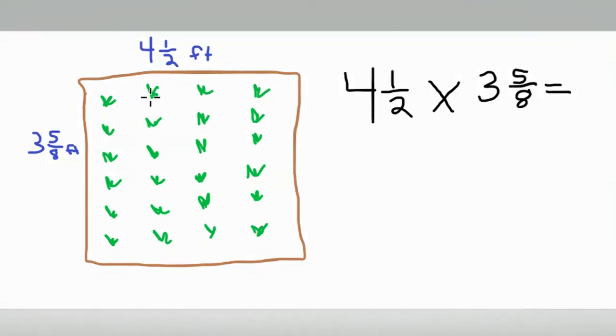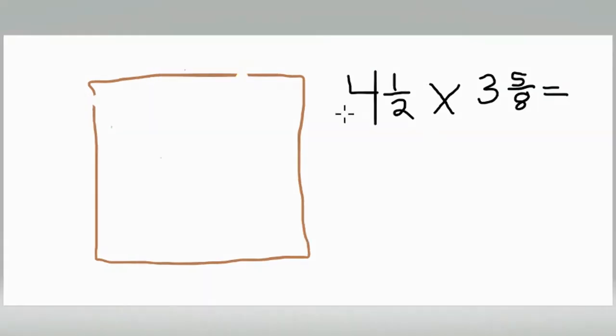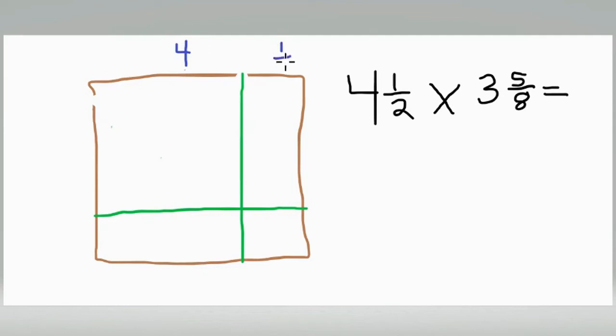What I'm going to do is go ahead and get rid of the plants, and I'm going to use this square as my area model. Let's go ahead and split up my area model. Okay. I have 4 1/2, and then I have 3 5/8.